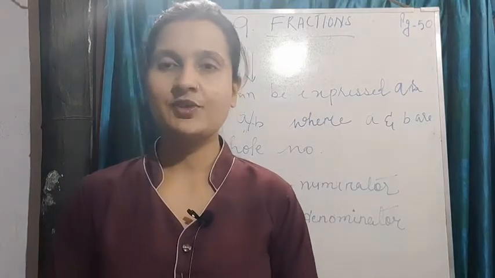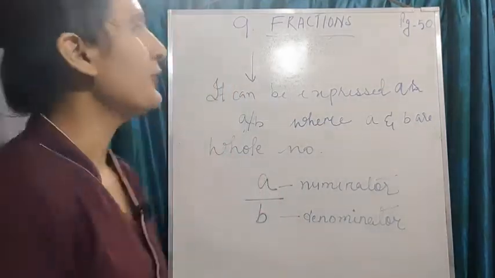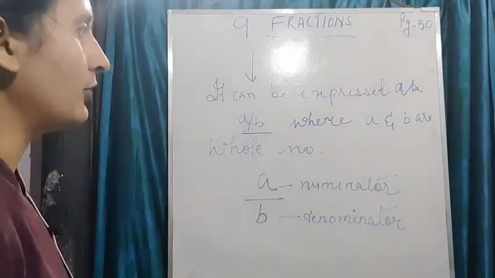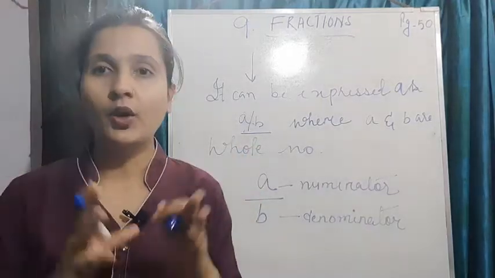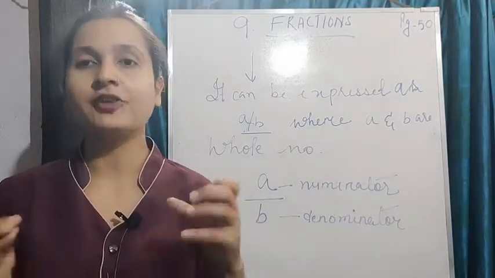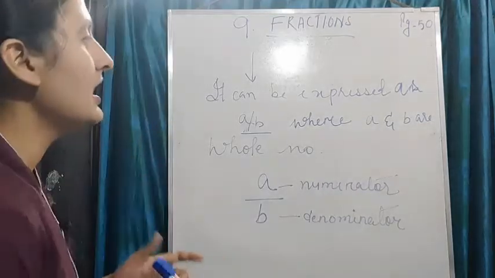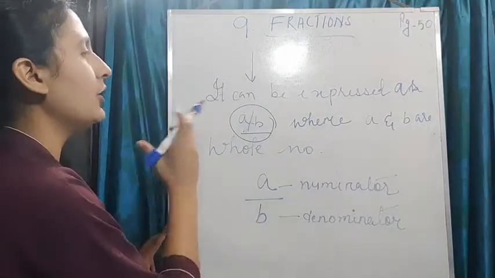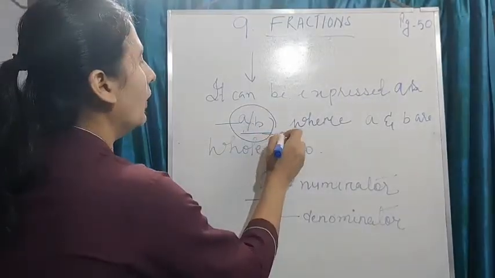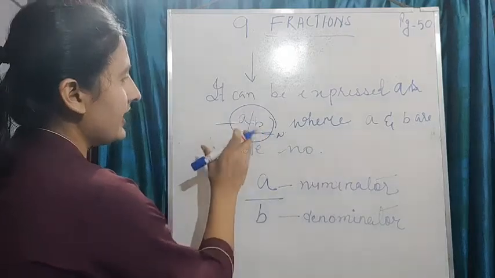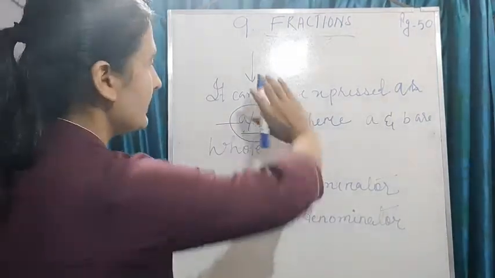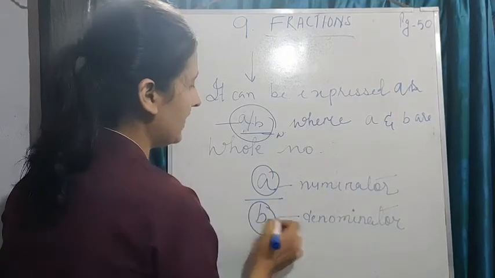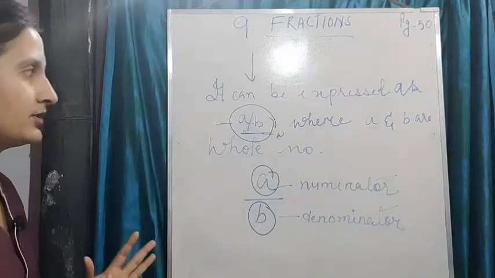First let us try to understand what is fraction. Fraction can be expressed as a by b form. A fraction is not a whole number, it's a part. Part of anything is called a fraction. Where a and b are whole numbers, it is written as a by b form, right? This a is called your numerator and the lower part is called your denominator, right?